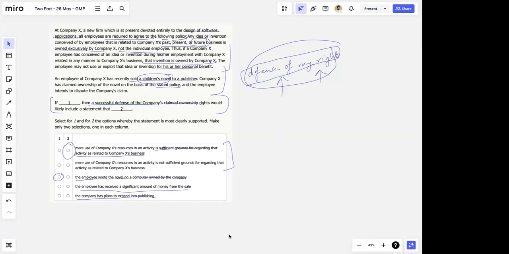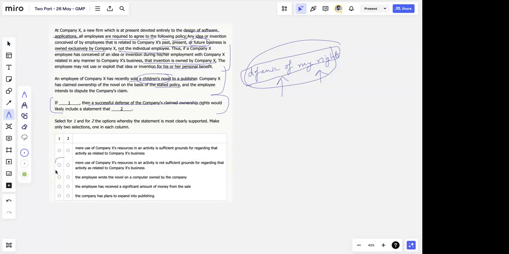Yeah, I want to. So I chose P for the first one and E for the second one. Okay. So what I interpreted is that mere use of company access resources in an activity is not sufficient ground for regarding that activity as related to company access business. So what I interpreted is that if the employee says that the publishing business is not related to company access business currently, maybe company X can put up a successful defense that company X plans to go into the publishing business in future.